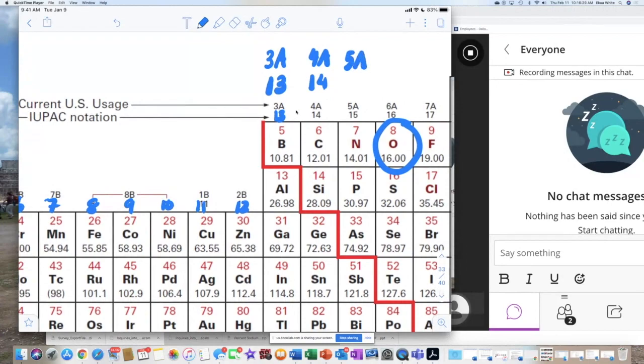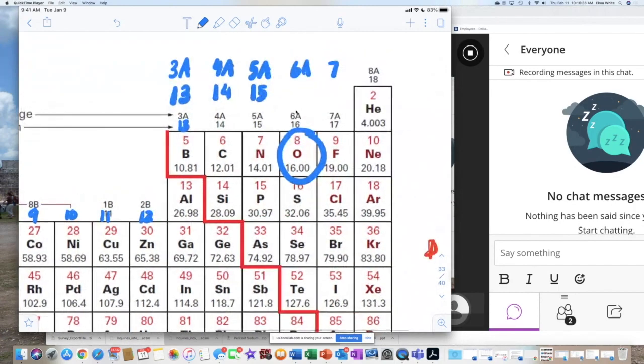So you have 5A, once again, put a 1 in front of the 5 and lose the A. So 6A, 7A. Once I realized this, I was like, okay, I can do this, 8A, right? So 16, 17, 18. So they can give you the group numbers either by the old school way, which is the ones with the A, or the ones with the numbers only. So you want to be familiar with both of them.